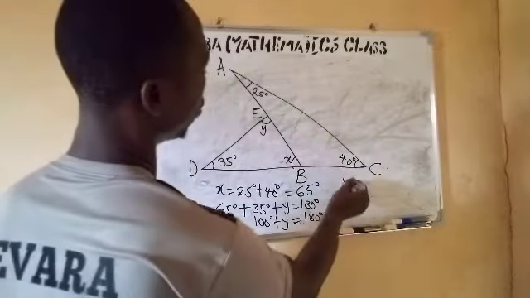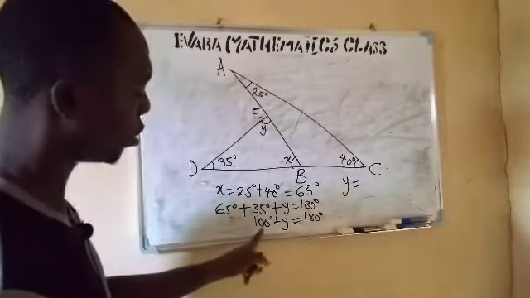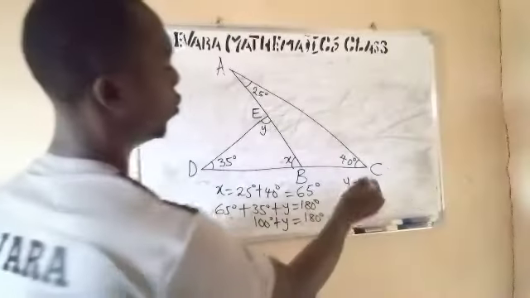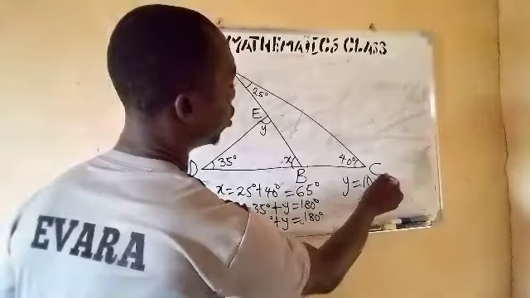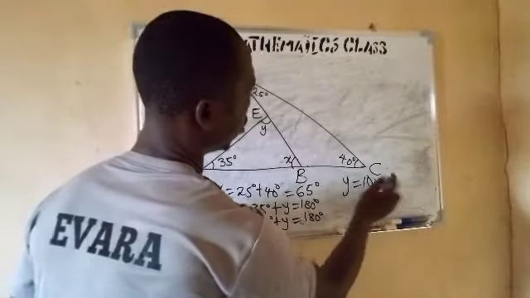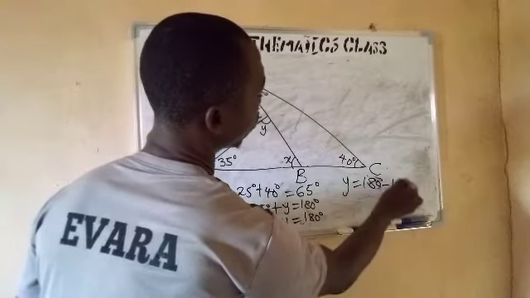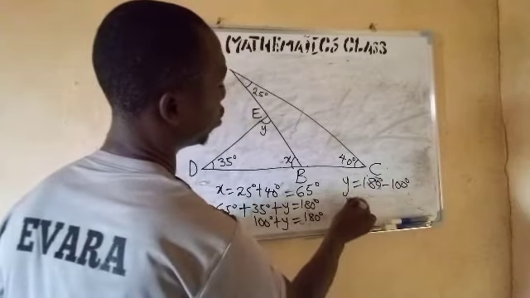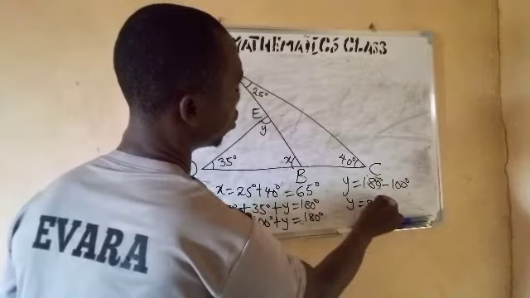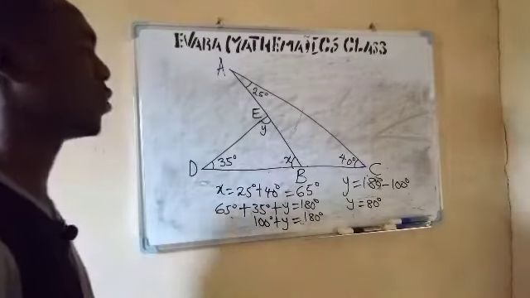So that means my Y will now be, when this 100 comes to the right hand side, 180 degrees minus 100 degrees. So Y equals 80 degrees.